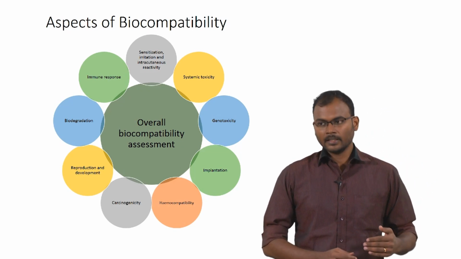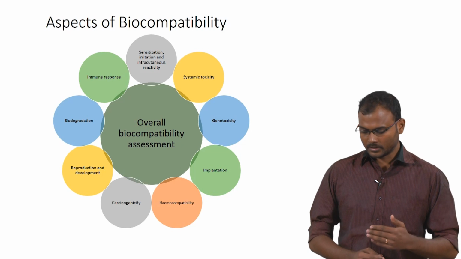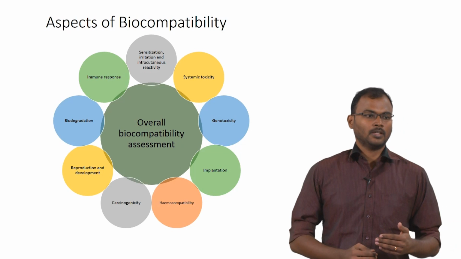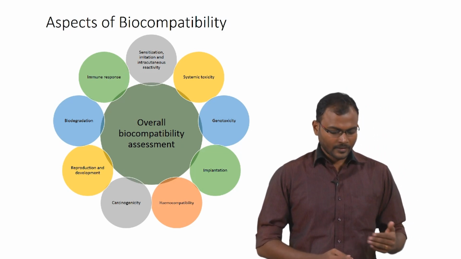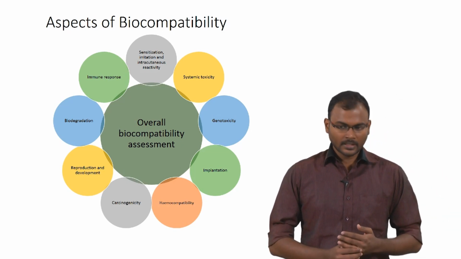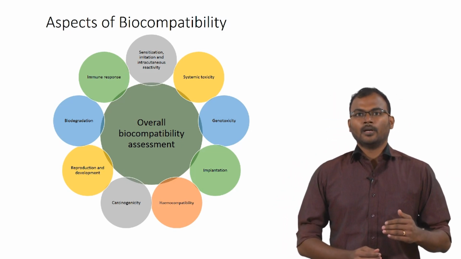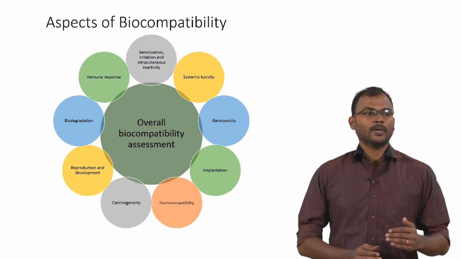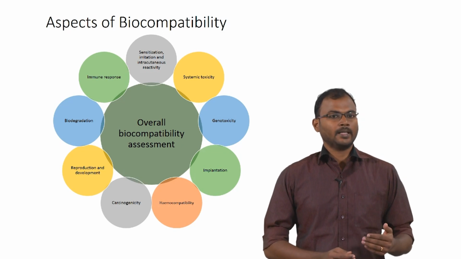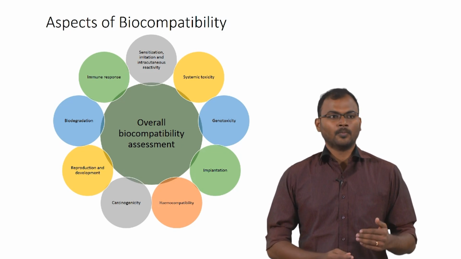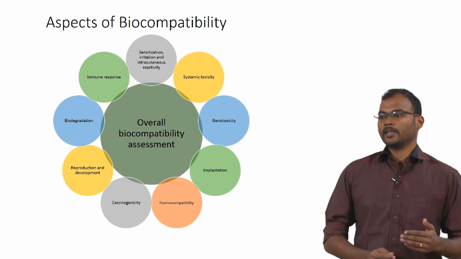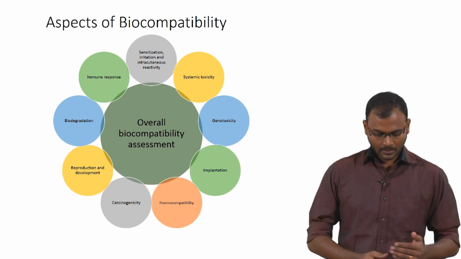And carcinogenicity is again linked to genotoxicity or mutagenicity, where if there is a mutation, it can lead to cancer-causing effects, which will lead to further rejection of your implants. Reproduction and development is not primarily used for all materials, but if there is a possibility that your material leachate, nanoparticles, or molecules can affect the reproduction system or the embryonic development stage, it has to be checked for that.